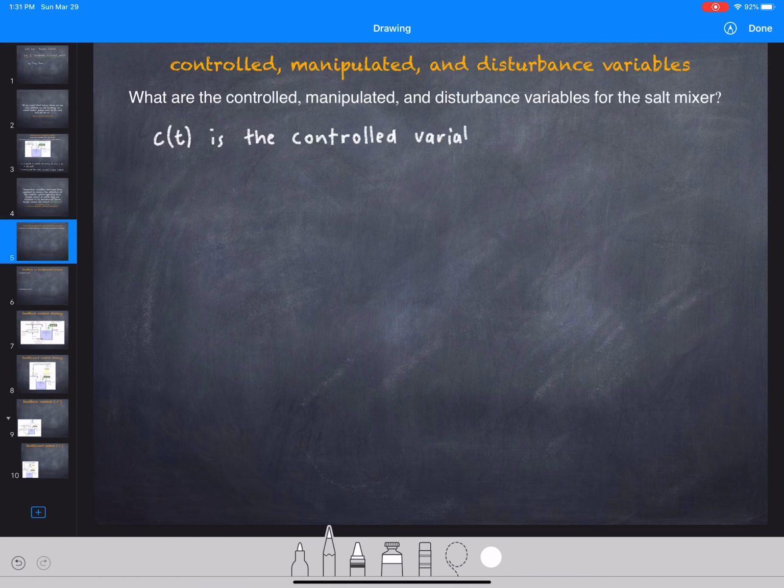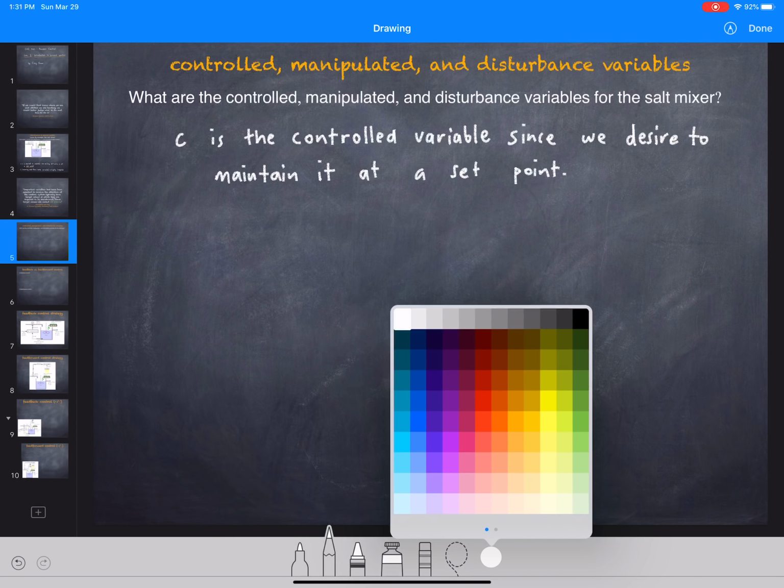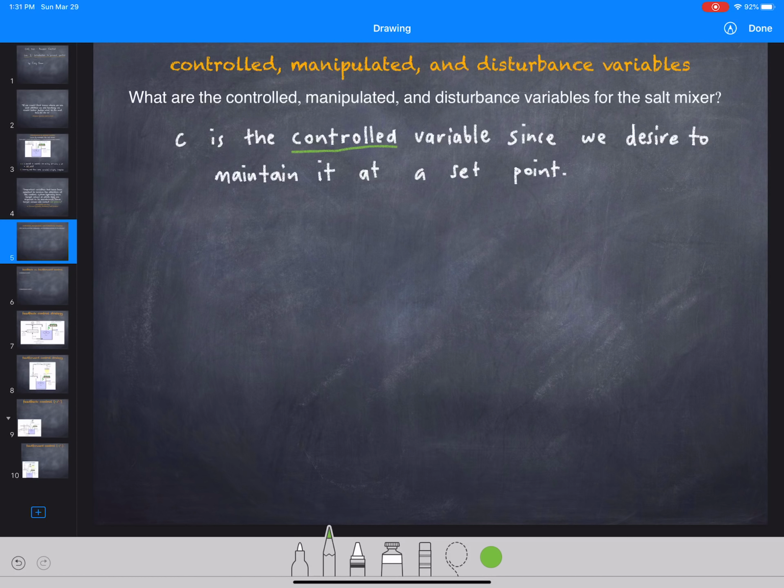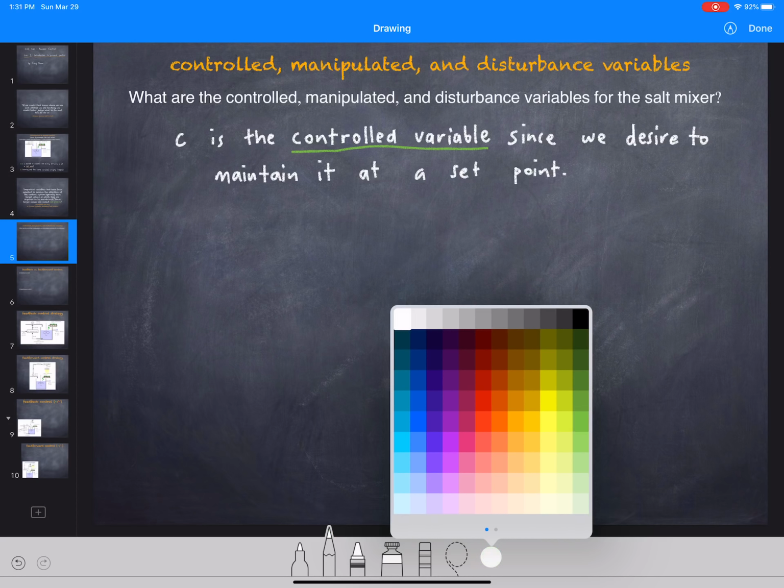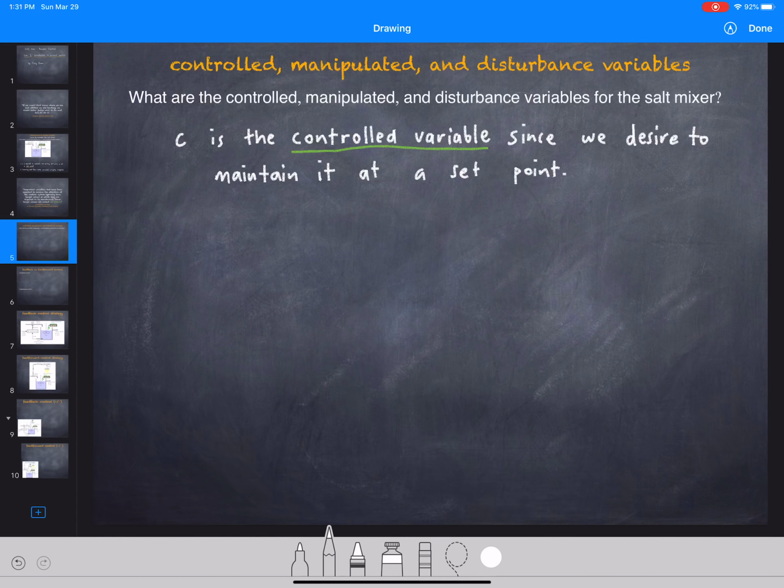I suppose it's a bit distracting to put that function of time there. It's not really needed. It is generally a function of time, though. So C is a controlled variable since we desire to maintain it at a set point. So that's a sort of definition of a control variable. It's a variable we want to control and maintain at a set point.